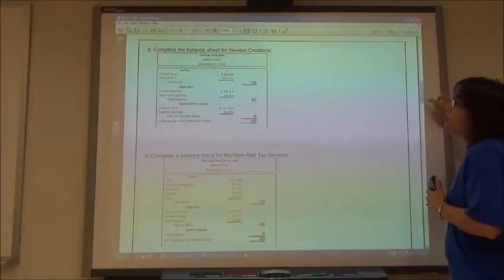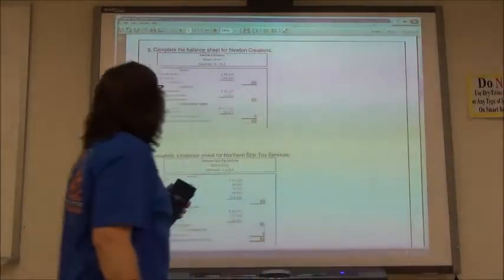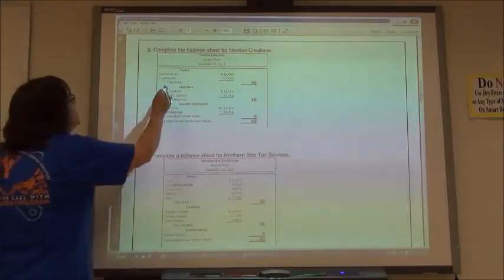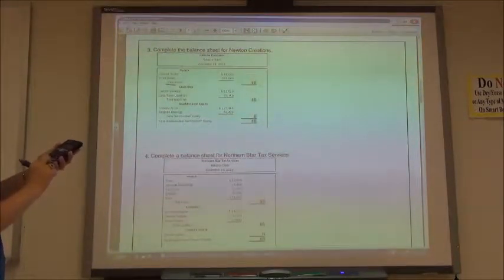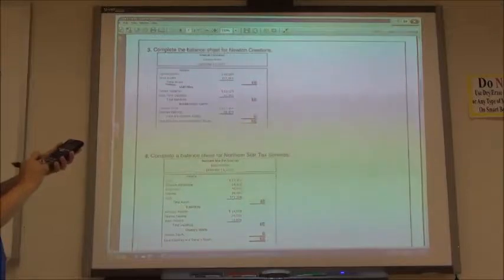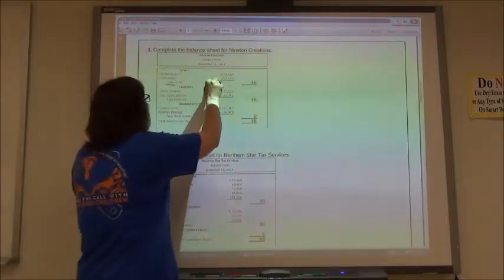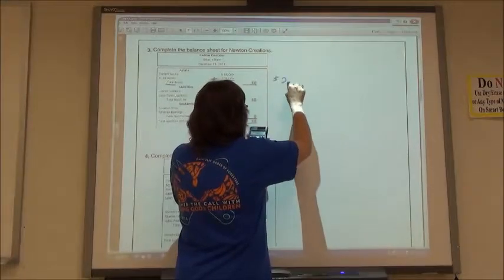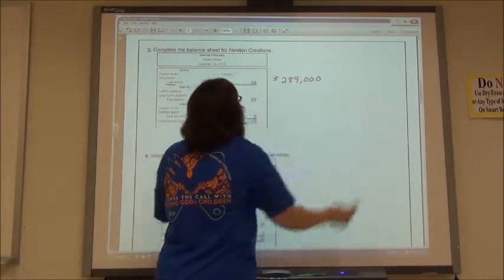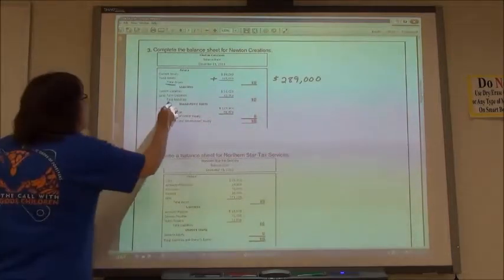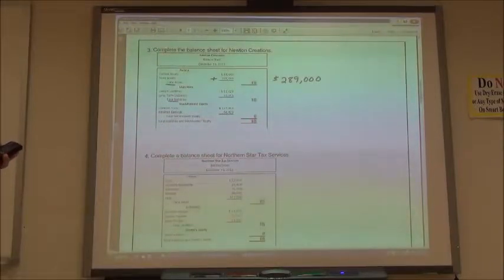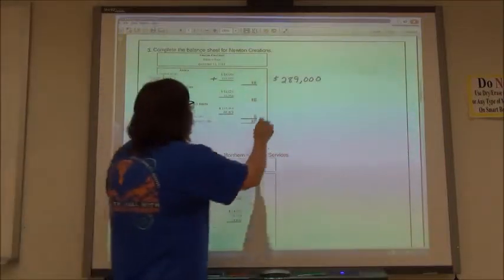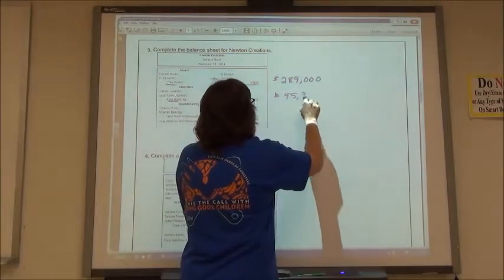Number 3, complete the balance sheet for Newton Creations. Again, we're going to start by finding the total assets. I have current assets of $84,000. I'm going to add my fixed assets of $205,000. And so the total of those two things, $289,000. Then I'm going to find the total of my liabilities. So I'm going to take my $52,020. I'm going to add my $43,350. And the total of my liabilities, $95,370.